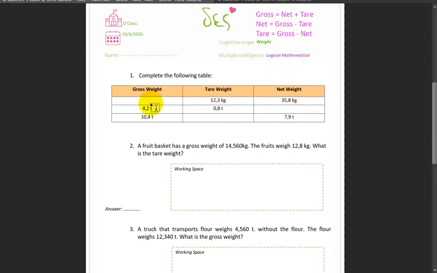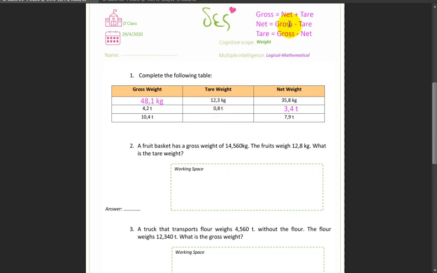So here in the first one, we don't know the gross weight, we know the other 2. So we're going to need to do 12.3 kilograms plus 35.8 kilograms. Now, if we do this vertically, what we are going to find is 48.1 kilograms. Next up, we are looking for the net weight, meaning we're going to use this formula. We need to subtract the other 2. We need to do 4.2 minus 0.8. And that is going to give us 3.4. This is tons. Don't get confused.